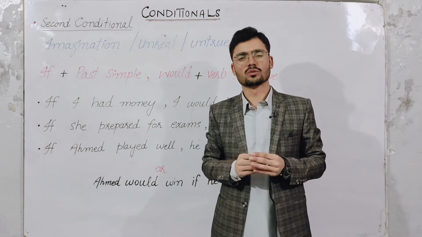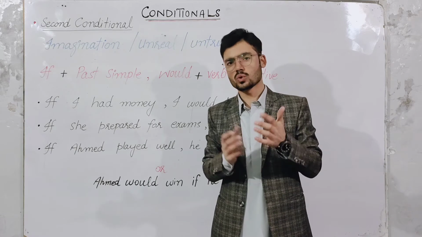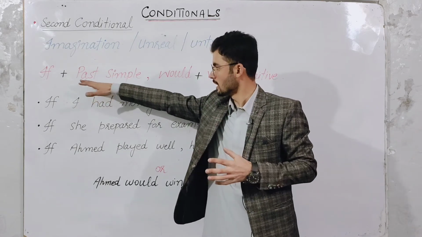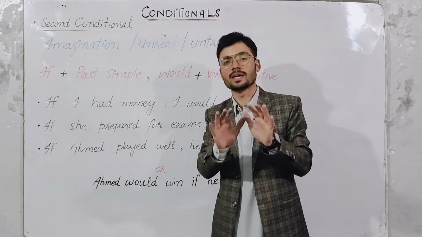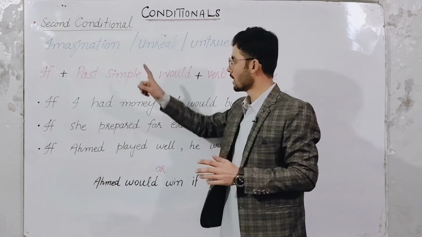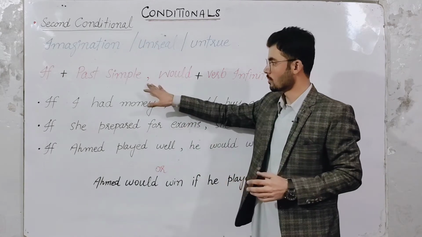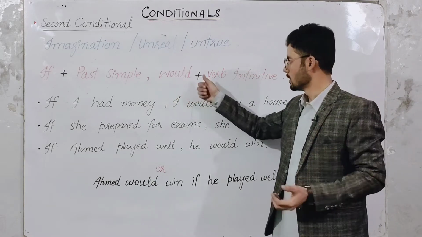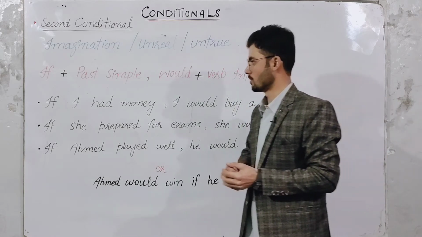Second conditional is all about imagination, and it is used for untrue and unreal situations. The simple formula: if plus past simple. In the first and zero conditionals we had present simple, and in the second conditional we have past simple, comma, and then we have would instead of will, plus verb infinitive, the first form or the base form.